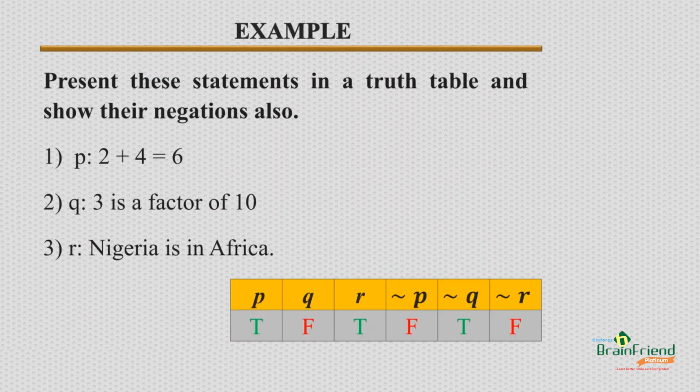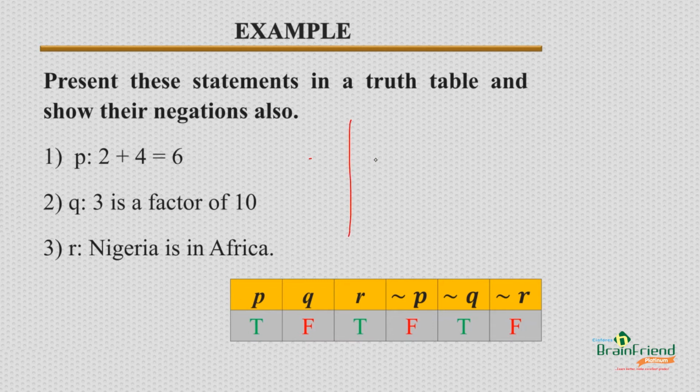Now let's see an example of how statements are presented in a truth table and show their negations also. The first statement is 2 plus 4 is equal to 6. The next statement is 3 is a factor of 10. And the last is Nigeria is in Africa.